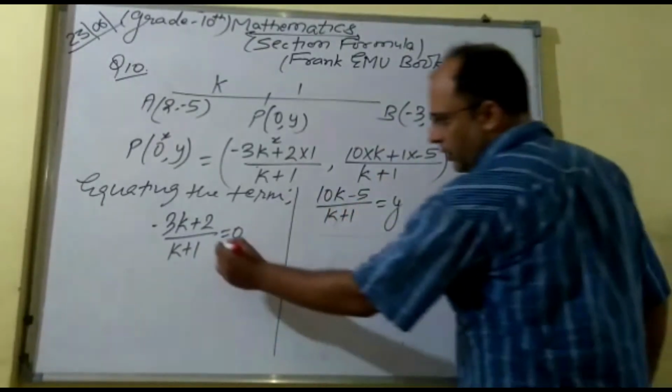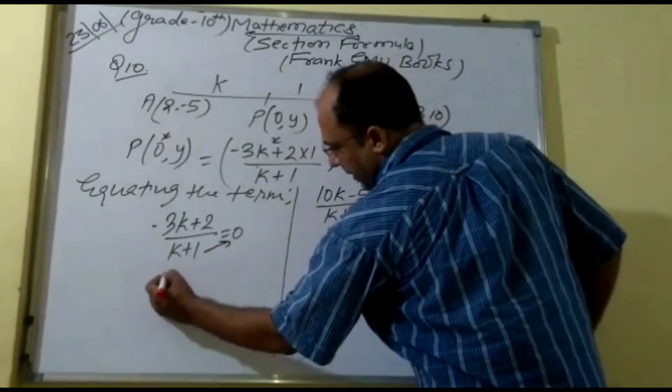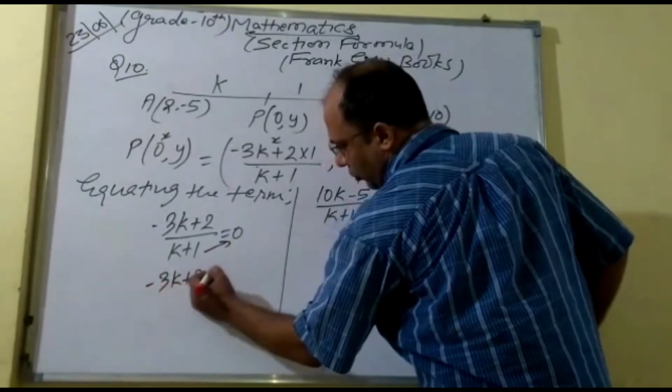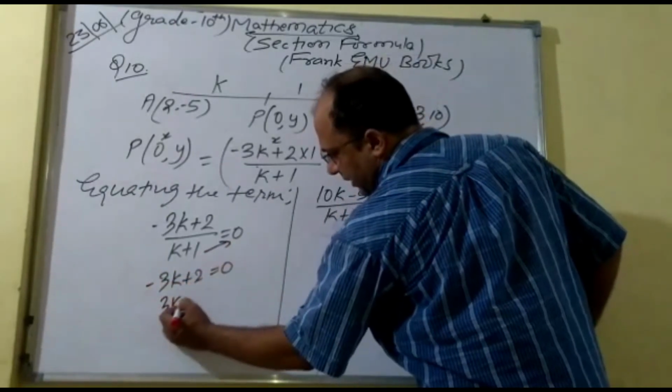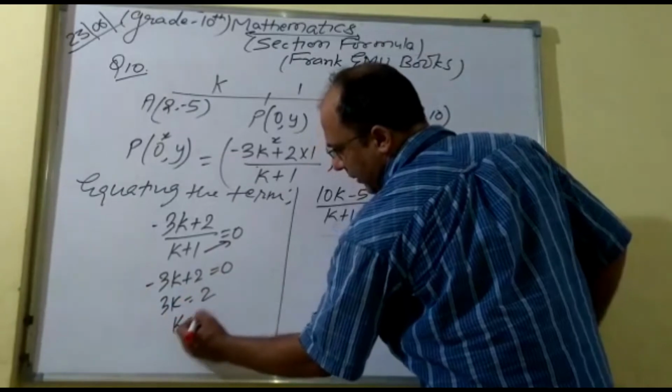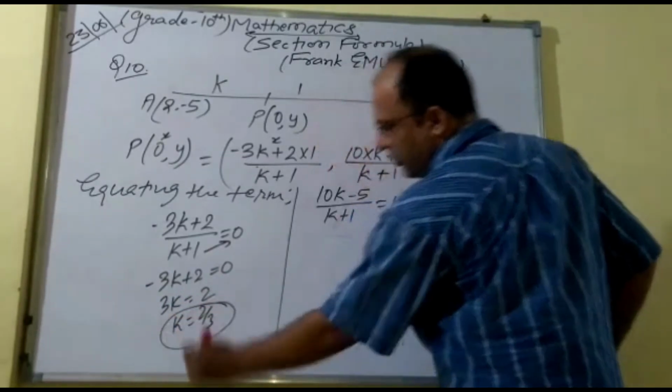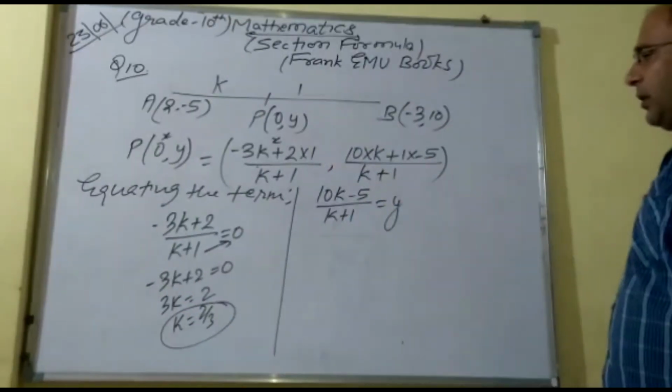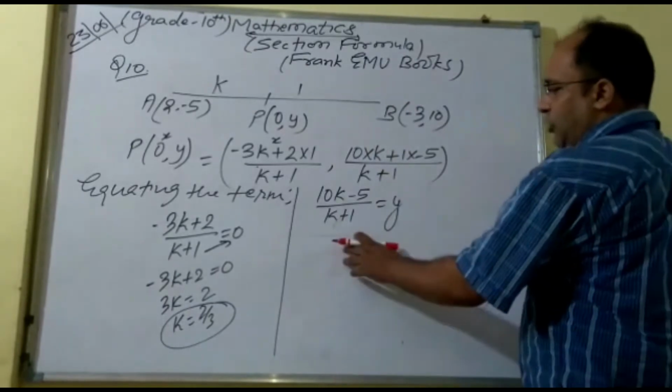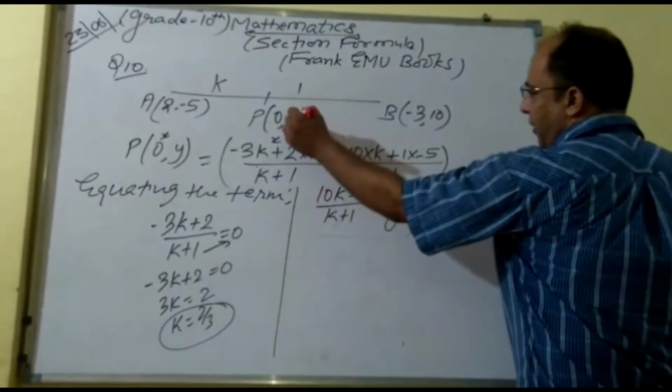Again 10k minus 5 upon k plus 1 equal to y. Cross multiplying, minus 3k plus 2 equal to 0. So 3k equal to 2, so k equal to 2 by 3. So what is the ratio? 2:3. Now, in such questions, you also have to find the coordinate of y.